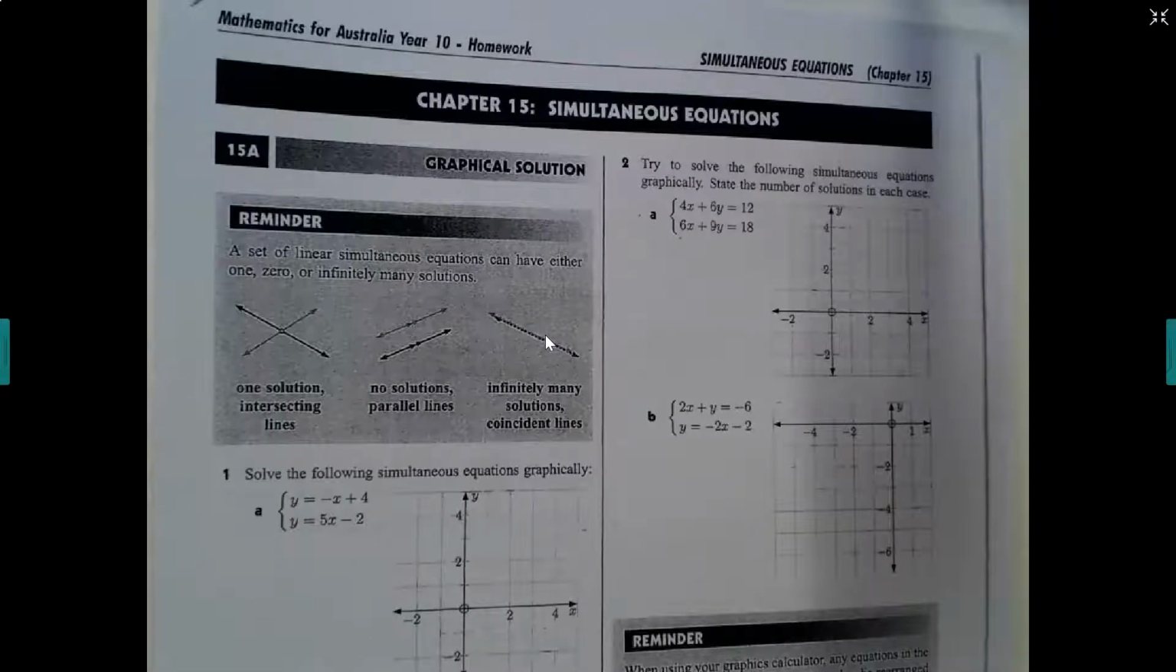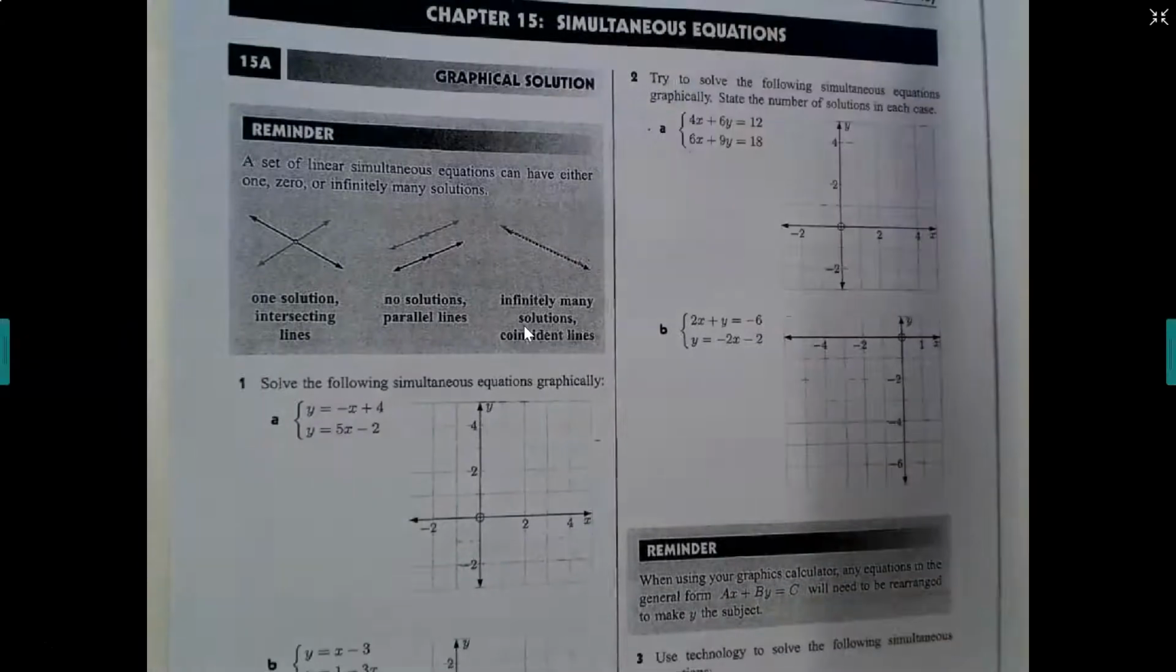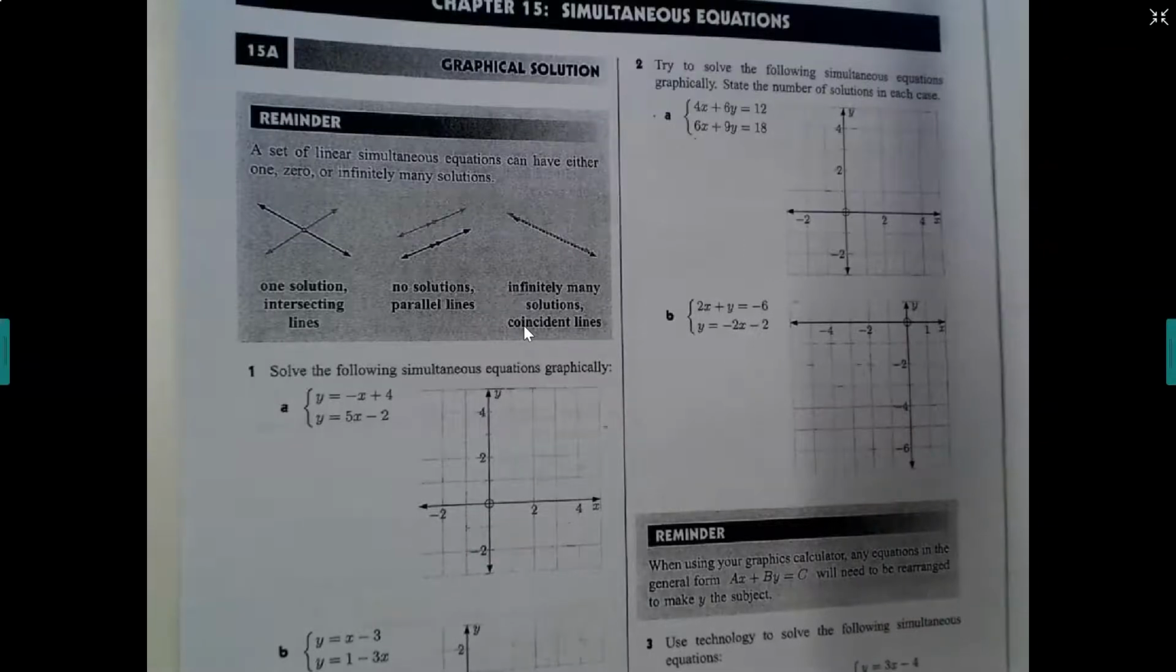Which means that if we graph two lines, they actually coincide with each other. So every single point on each line is coincidental, and there's an infinite number of solutions in that case. Like I said, there's a number of ways we can solve these. The first way we're going to do it is graphically.